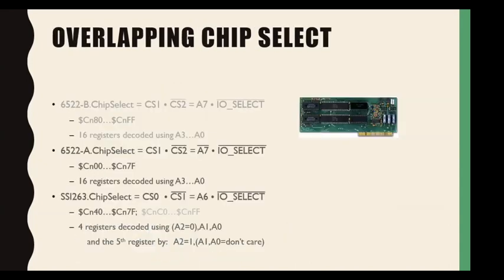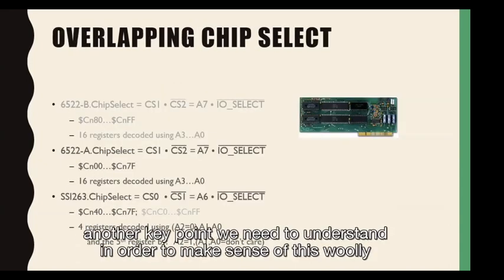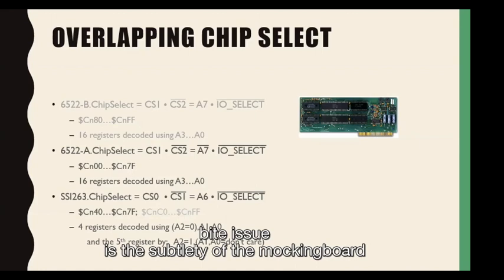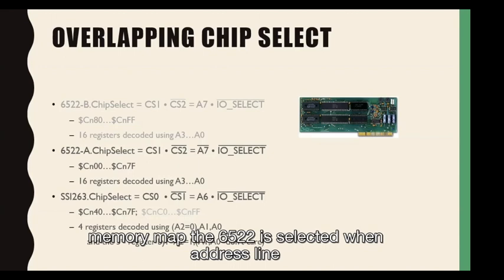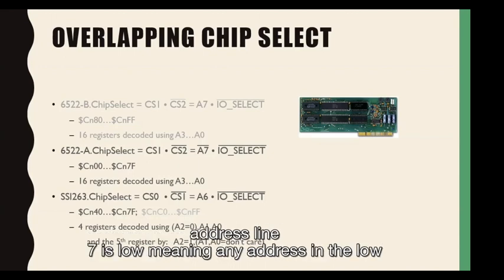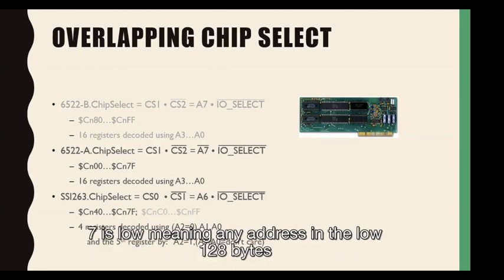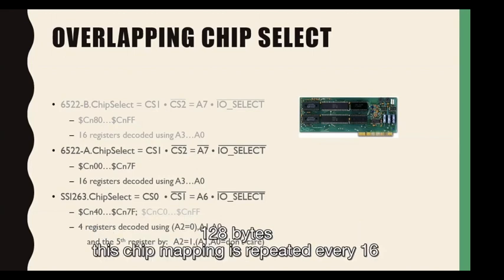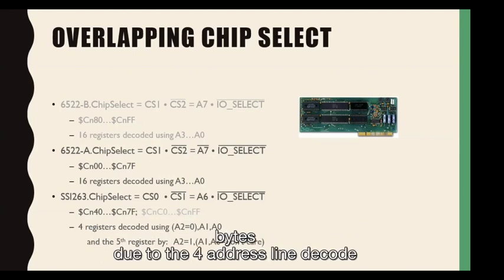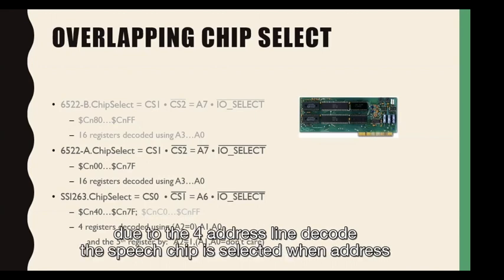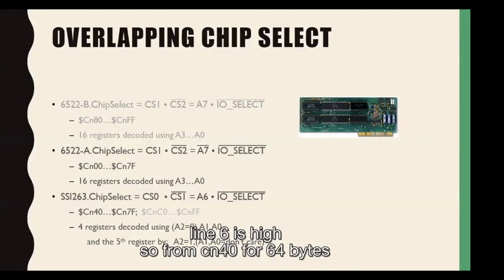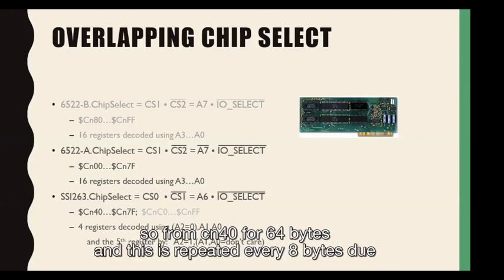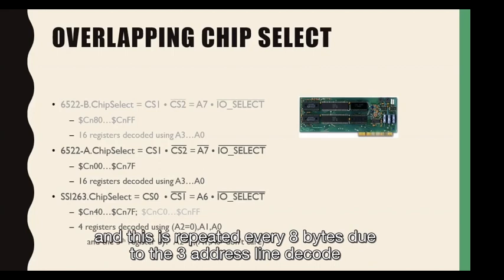Another key point that we need to understand in order to make sense of this Willy Byte issue is the subtlety of the Mockingboard memory map. The 6522 is selected when address line 7 is low, meaning any address in the low 128 bytes. This chip mapping is repeated every 16 bytes due to the 4 address line decode. The speech chip is selected when address line 6 is high, so from $40 for 64 bytes, and this is repeated every 8 bytes due to the 3 address line decode.